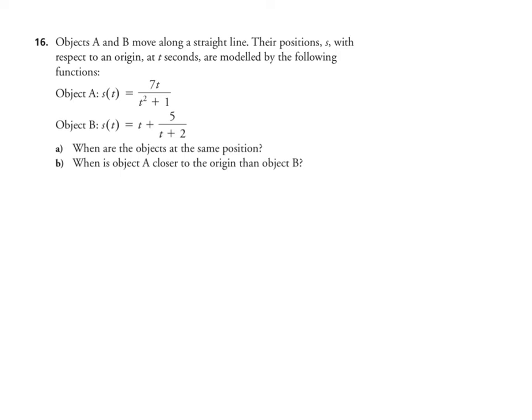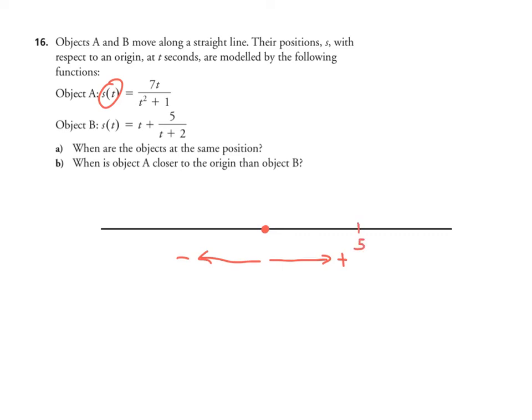All right, I guess we should draw a straight line. All right, we'll make this the origin. And let's say the positive direction is this way, and the negative direction is this way. So if s of t is positive 5, let's say, then that means it's like 5 to the right. And if it's negative 5, then we'll say it's like 5 to the left. Same with object B.